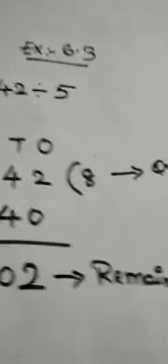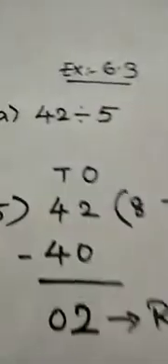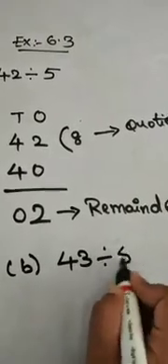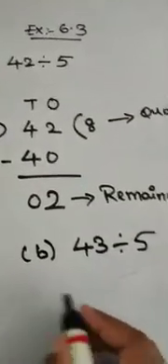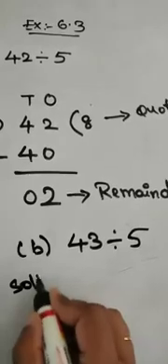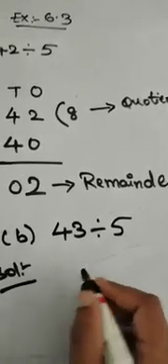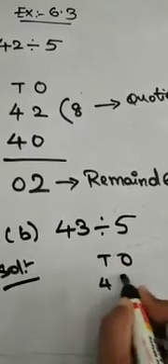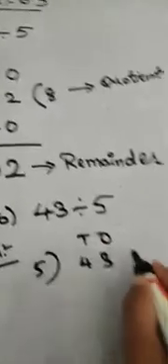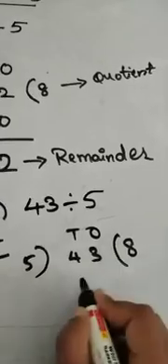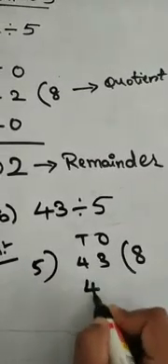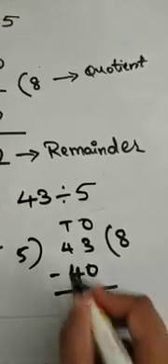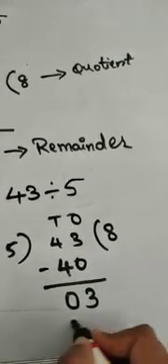Let us do one more problem. 43 divided by 5. Second one, 43 divided by 5, ones, tens. 5 8s are 40. 43 will not come. Okay. Next, 3 minus 0 is 3. 4 minus 4 is 0. So 3 is the leftover number.